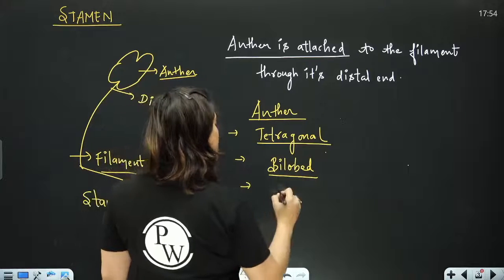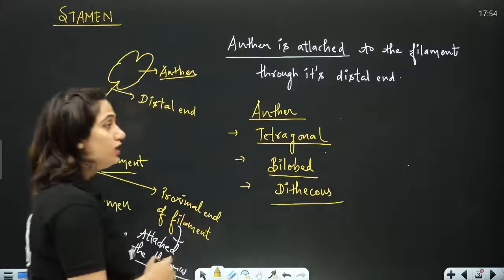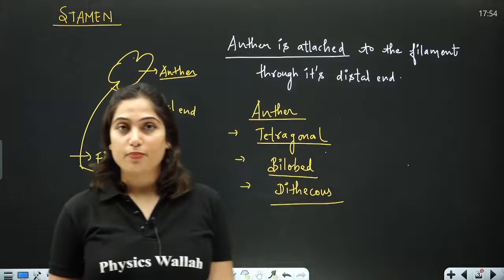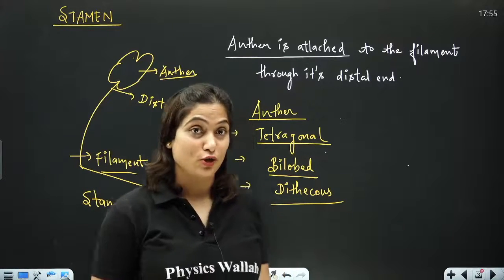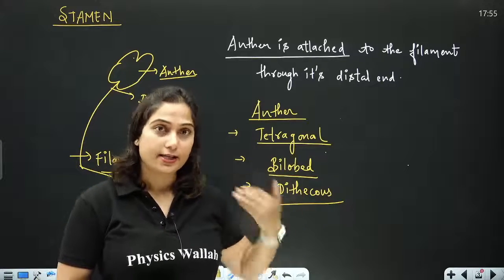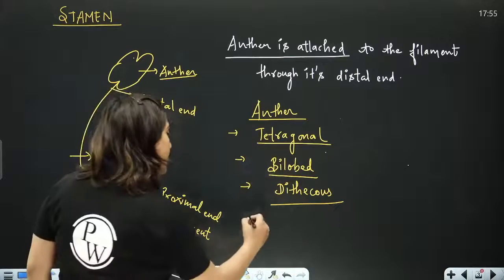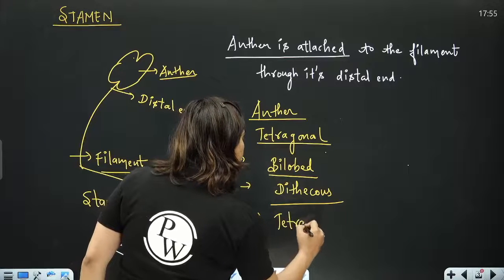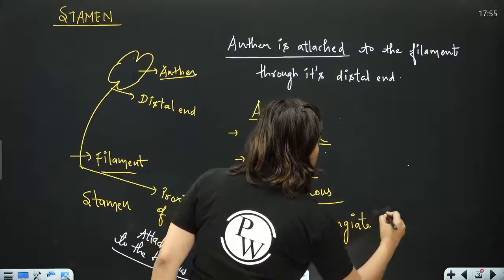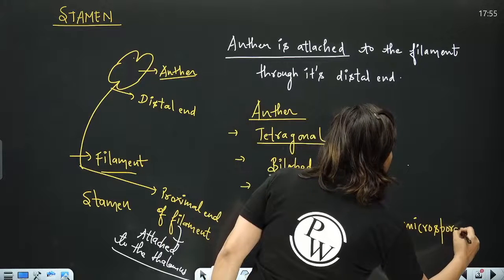Then it is dithecous, because each lobe has two theca, and these theca will later represent microsporangium. So we say it in context of each lobe: each lobe has two theca. Then it is tetrasporangiate. That means it has a total of four microsporangium within it.